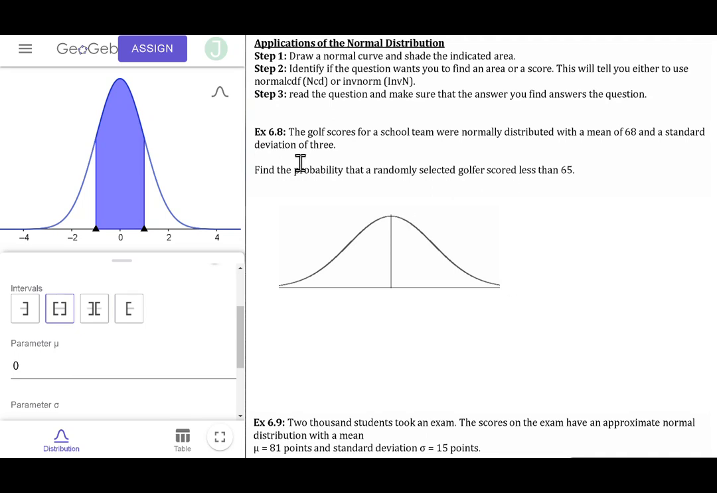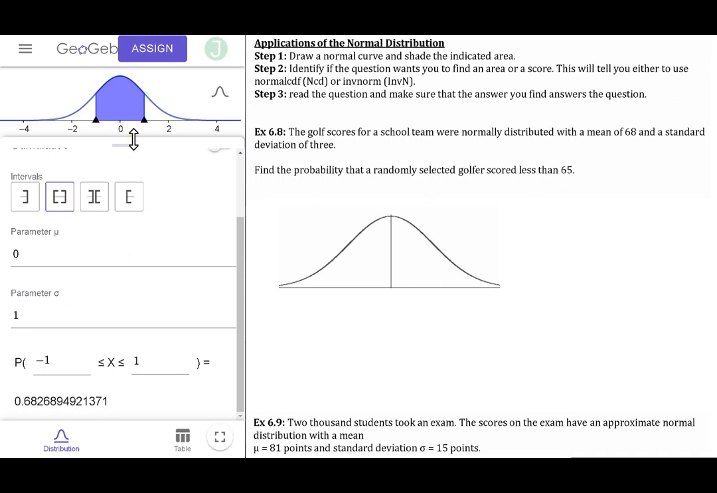Hello, and welcome to another video on applications of the normal distribution. In this video, we're going to look at how we can use GeoGebra to solve questions that involve applications of the normal distribution. Before we get into this one, I just want to talk about the GeoGebra app.